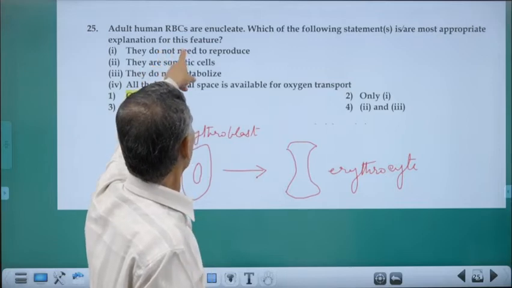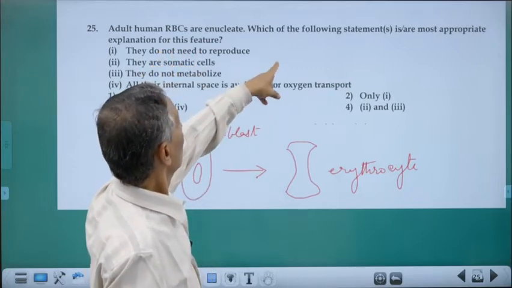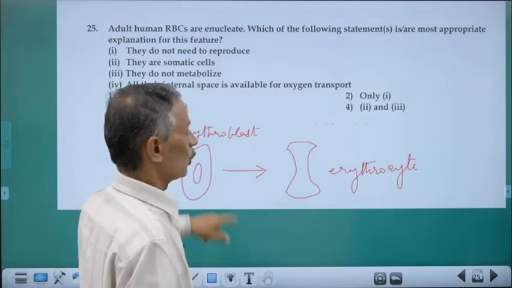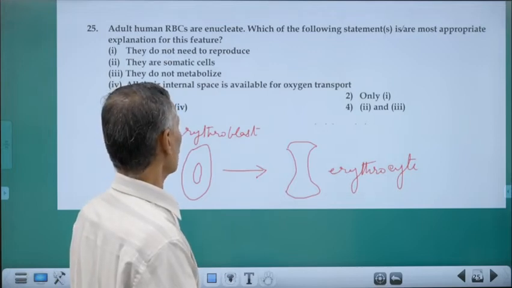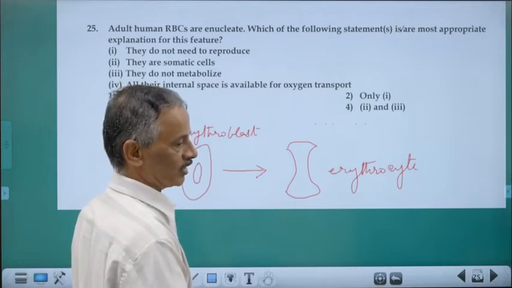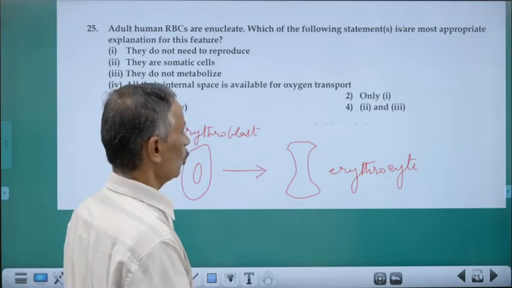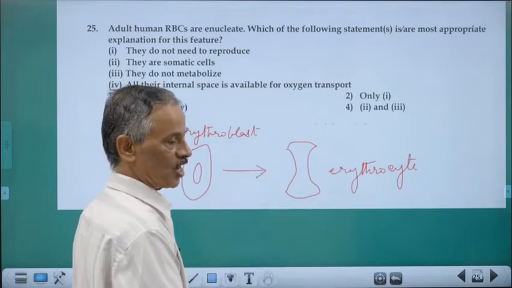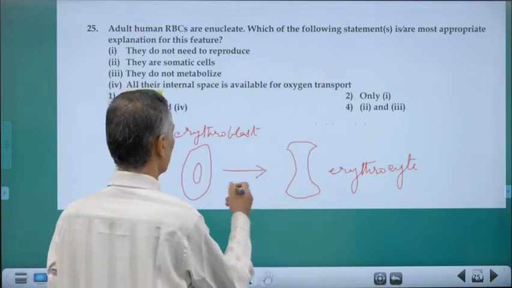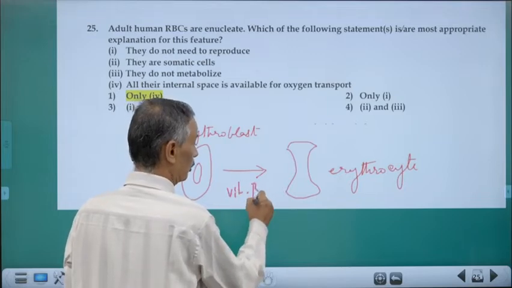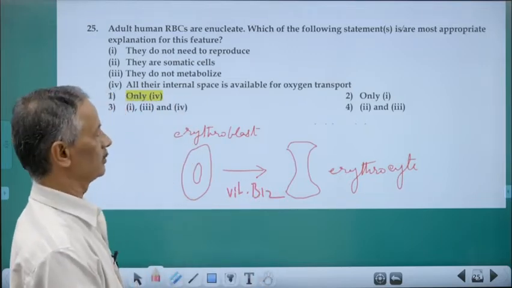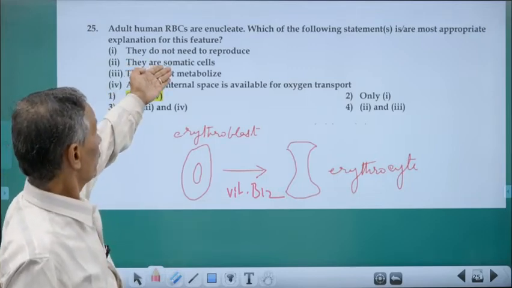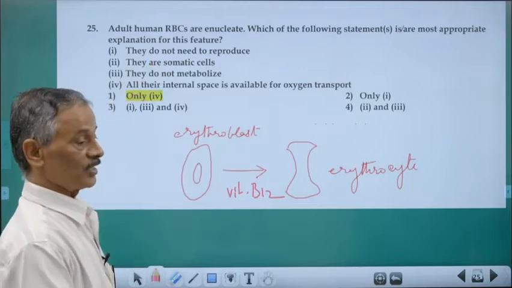Okay, so adult human RBC are enucleated. Which of the following statements is the most appropriate explanation for this feature? See, during the RBC formation, we have erythroblast, large nucleated cells, biconvex. They are to be converted into biconcave disc, and removal of the nucleus occurs at that time. That's called maturation. And it is for this maturation that vitamin B12, cyanocobalamin, is essential.